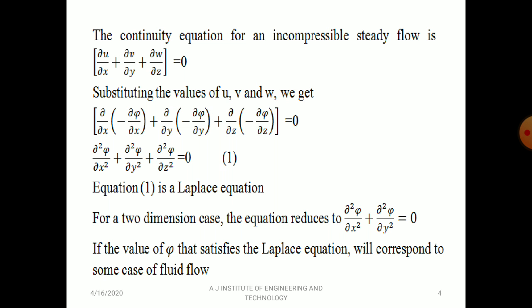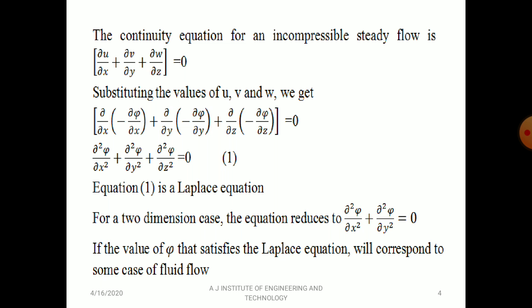Now the continuity equation for an incompressible steady flow. I already discussed different types of flow: incompressible, compressible, rotational, irrotational, laminar and turbulent flow, and so on. What is incompressible flow? Incompressible flow means density remains constant, that is rho equal to constant. Steady flow means properties like pressure and velocity do not change with respect to time. We already derived the continuity equation in Cartesian coordinates as dou u by dou x plus dou v by dou y plus dou w by dou z equal to 0.